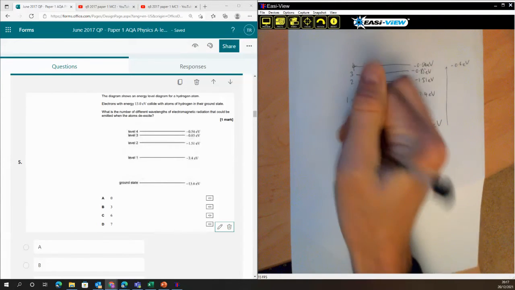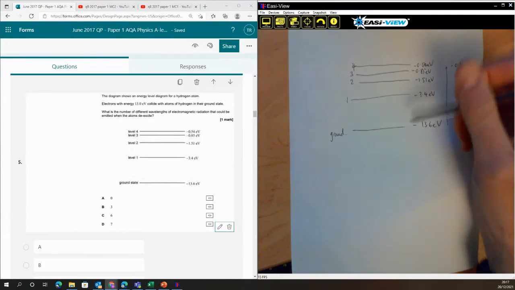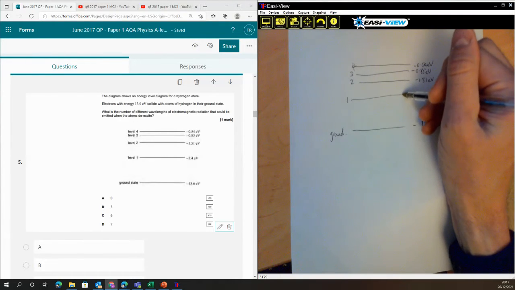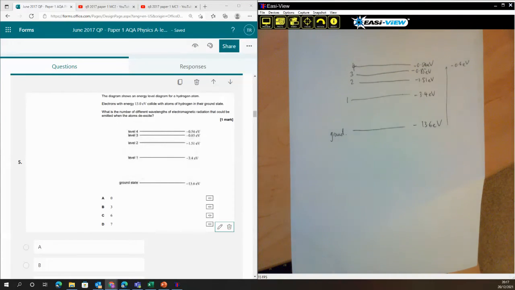In theory, it could collide and only lose part of its energy, so in theory, it could be promoted to level 1, in theory, it could be promoted to level 2, and in theory, it could be promoted to level 3. But that doesn't actually matter. All we actually need to work out is what's the highest energy level that it can be promoted to.